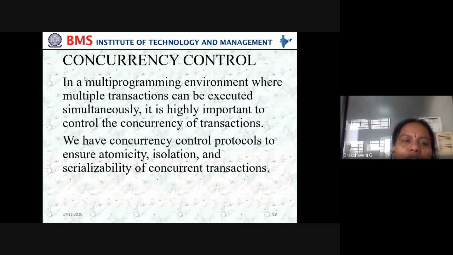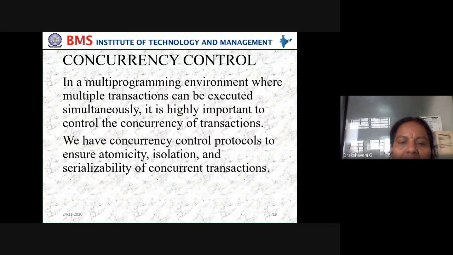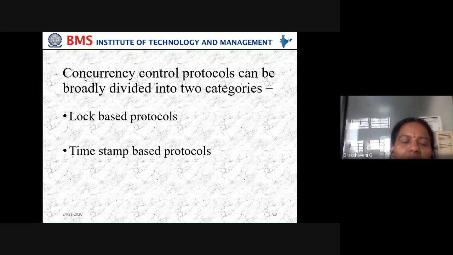So concurrency control: in a multi-programming environment where multiple transactions can be executed simultaneously, it is highly important to control the concurrency of transactions. We have concurrency control protocols to ensure atomicity, isolation, and serializability of concurrent transactions. Then we have seen about locking.